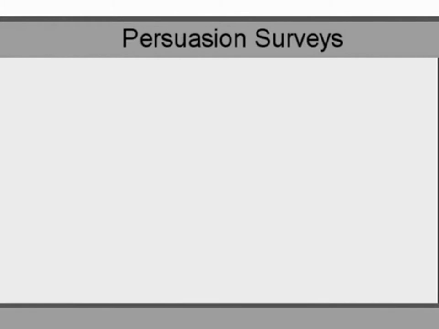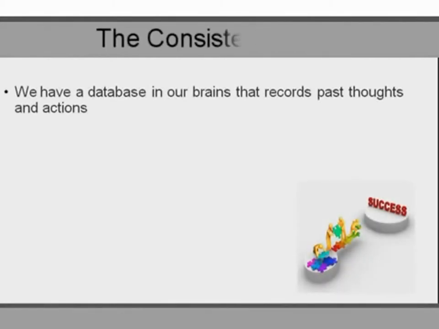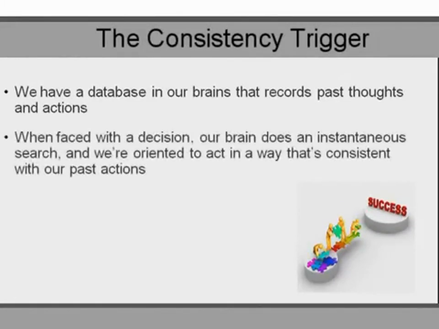One example is the consistency trigger. Here's how it works. All of us have a kind of database in our brains that records past thoughts and actions. This database provides a roadmap for future decisions. When faced with a decision, our brain does an instantaneous search, and we're oriented to act in a way that is consistent with our past actions. In short, we do what we've done before.